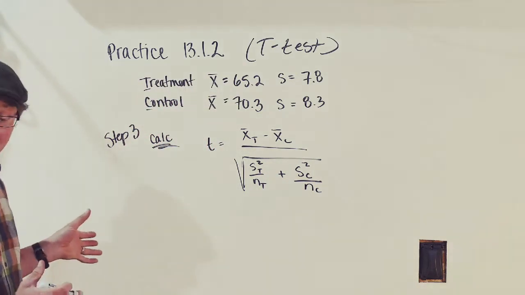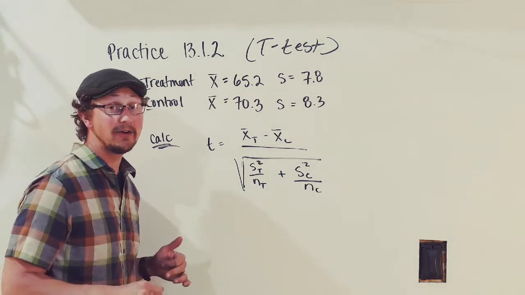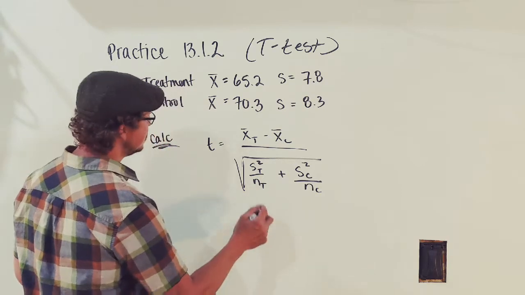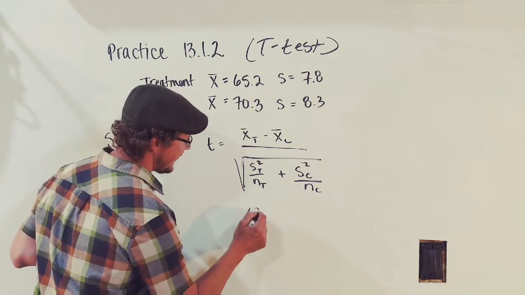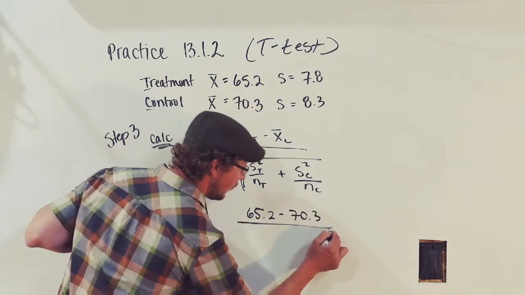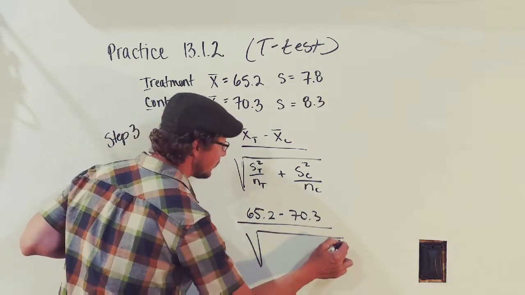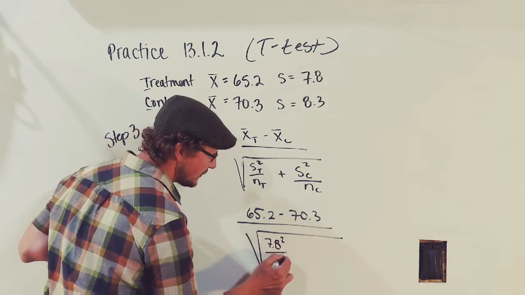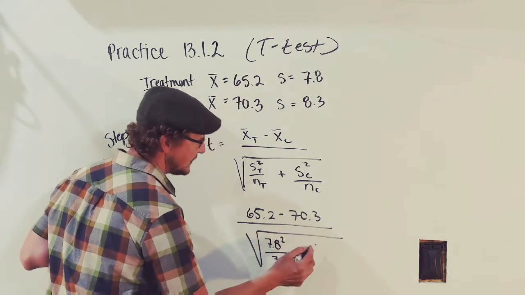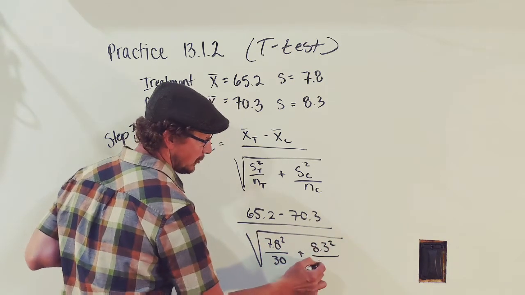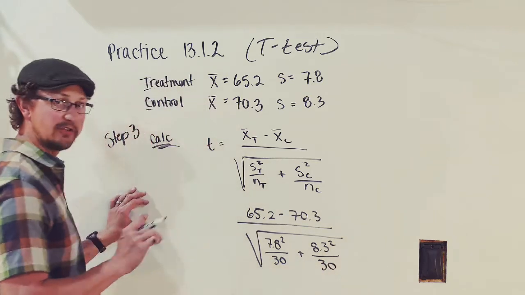I'm just going to drop those values in, and then I'm going to go to my calculator in order to run the computations. So, 65.2 minus 70.3 over the square root of 7.8 squared over 30 plus 8.3 squared over 30. Good to go from there.